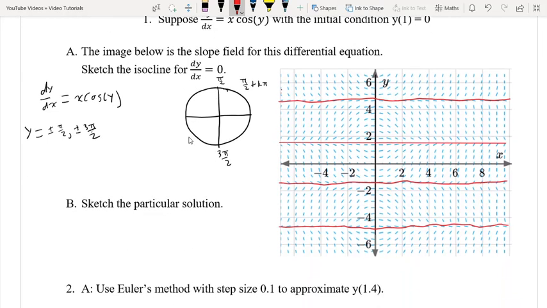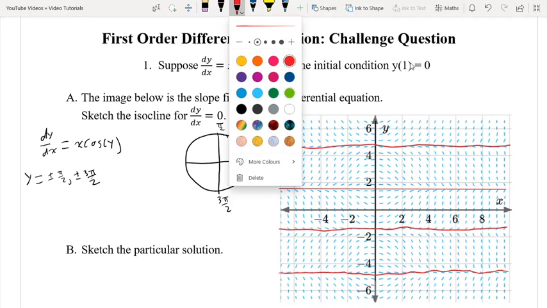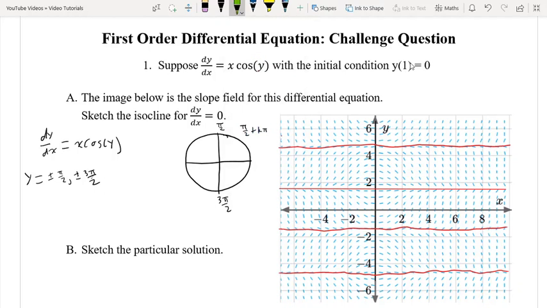So part B now says, sketch the particular solution. And in this case, we're given the initial condition y of 1 equals 0. So we're interested in the solution curve, which is going to have the point 1, 0. So I'm going to change my color here. Let's say I make this in green, so it's a little easier to see. So we know that 1, 0 looks like it's about here on our slope field. And if we just follow the lines, we can see that it does something like this. It dips down, flattens out, and comes back up top there. So this here is the particular solution for this differential equation.